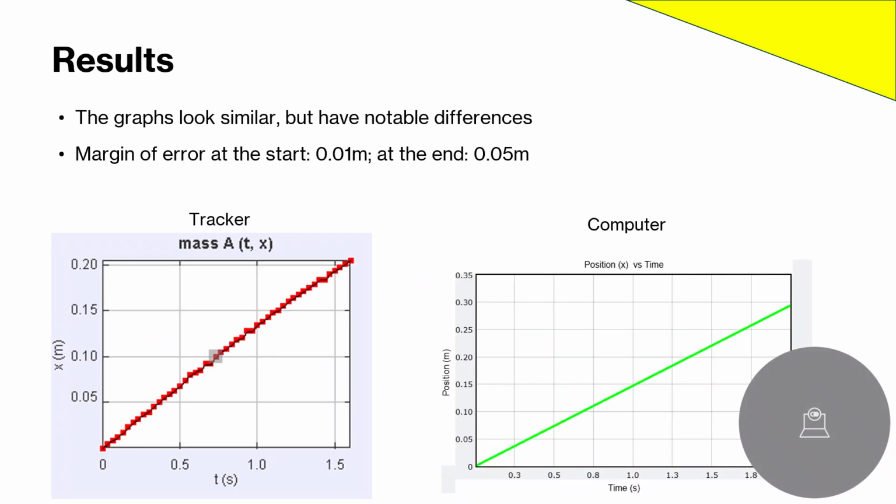And the ball position is going to be taken using the formula final position equals initial position plus average velocity times delta time. For our results, we'll see the graphs look similar, but there's a little margin of error at the start being 0.01 meters, and at the end it's already getting to 0.05 meters.